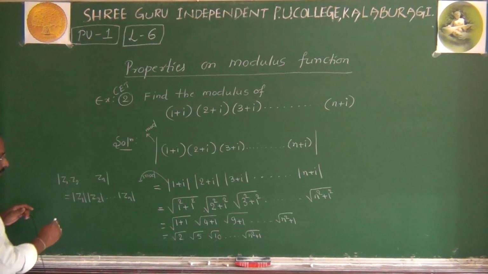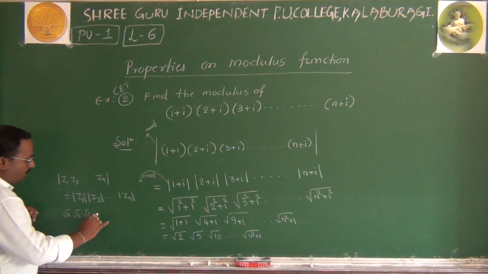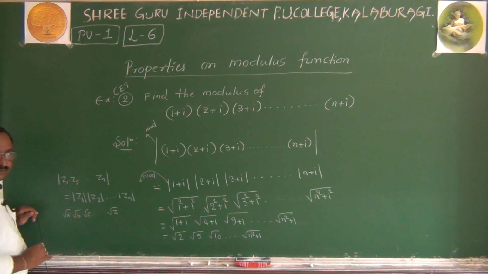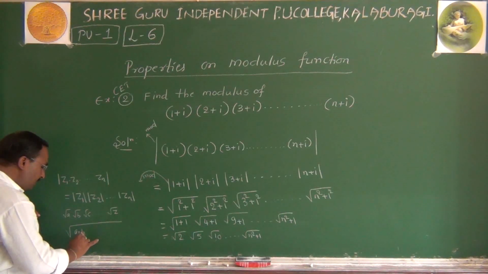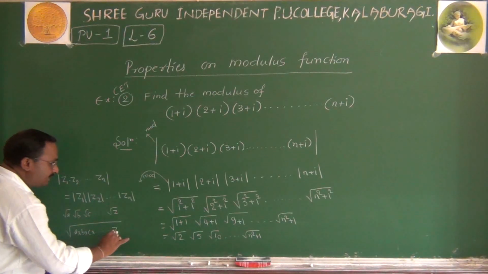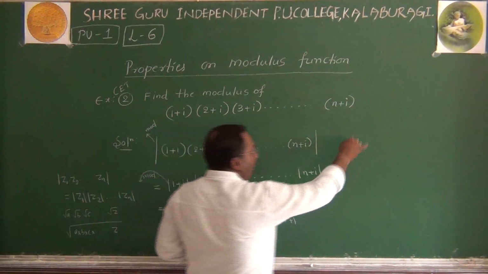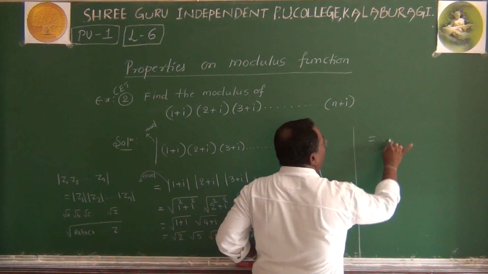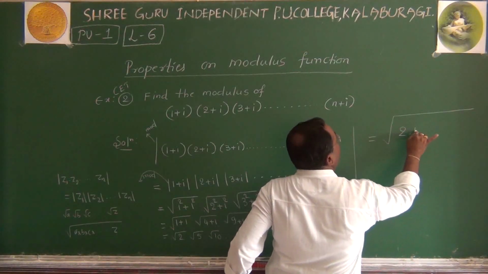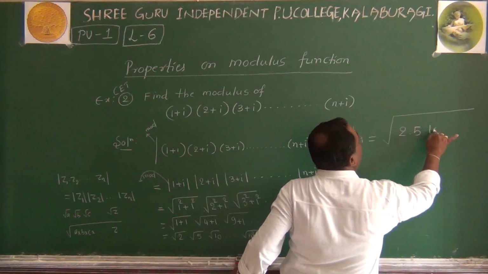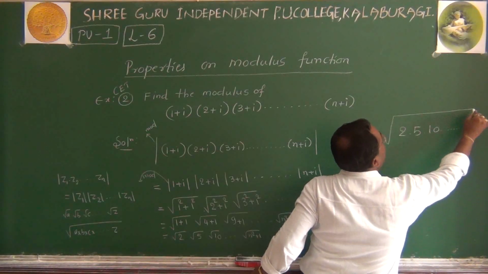Here we know that is the one condition: root A, root B, root C, root D, up to root Z. This takes at a time root A into B into C into D up to small Z. This is the formula: root A, root B, root C up to root Z can be written in the form of at a time square root of 2 into 5 into 10 into up to so on n square plus 1. This is the complete form.